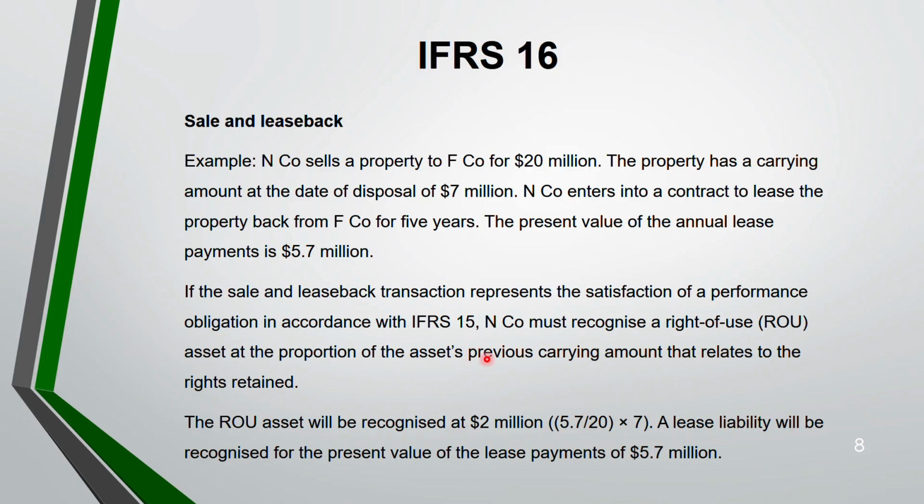The asset's previous carrying amount. So what is the previous carrying amount? The present value of the lease payment is 5.7. That is the present value of the lease payment. They are selling the property for 20. So 5.7 over 20 times 7. This 7 is the property's carrying amount. So the right of use asset will be recognized at 2 million. This proportion you have to know. Okay. So a lease liability will be recognized for the present value of the lease payment, that is 5.7, already given to you. But the right of use asset you will recognize at 2 million.